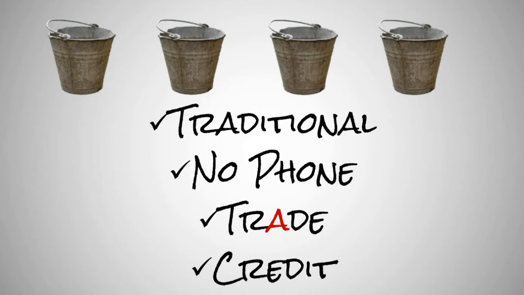Now, the 4 lead buckets that we're going to teach today: the traditional lead, the no-phone lead, the trade-in lead, and the credit application lead. Those are the 4 buckets we're going to talk about. Now, great CRMs like Web Control can put the lead automatically into most buckets just based on the lead source.